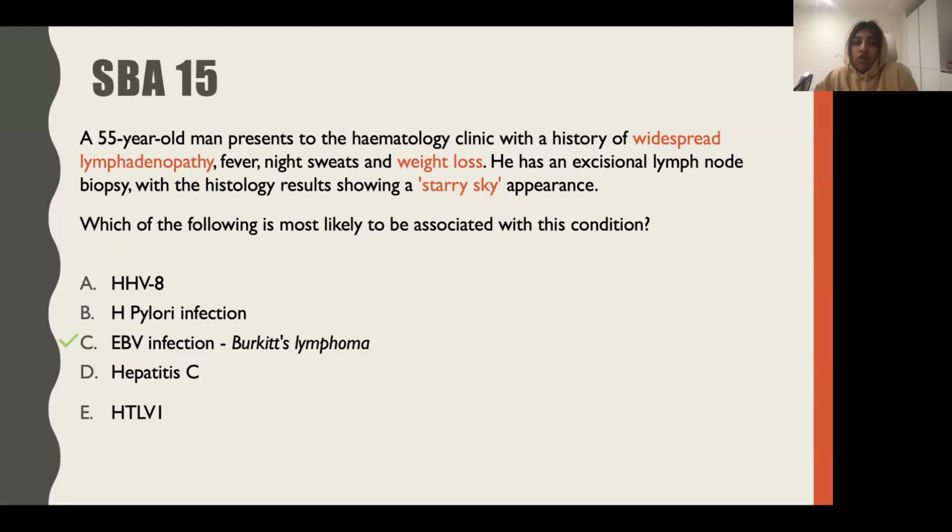So this is Burkitt's lymphoma. Well, this is a non-Hodgkin's lymphoma because it's widespread. It's not as local; Hodgkin's would be more local. Non-Hodgkin's is widespread, with fevers, night sweats, and weight loss. Starry sky appearance on histology is classical of Burkitt's lymphoma, and Burkitt's lymphoma is commonly caused by EBV infection.